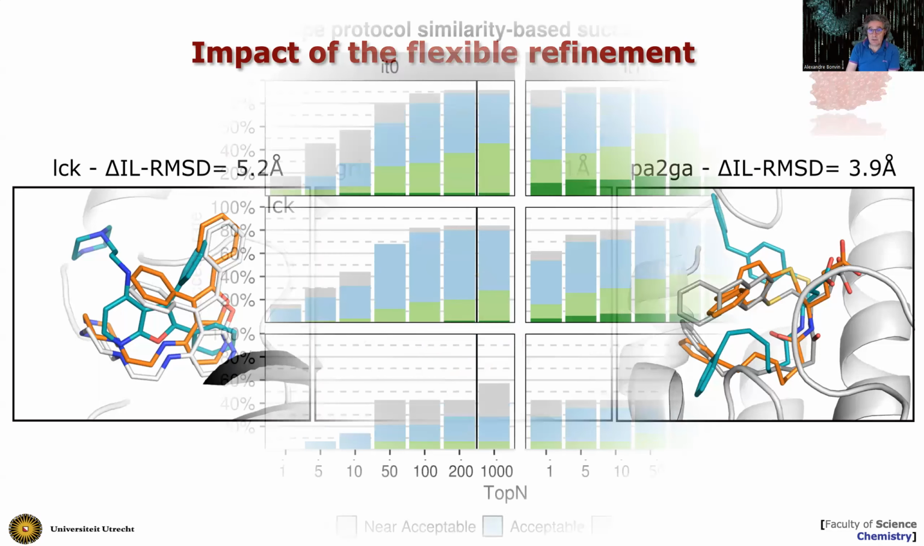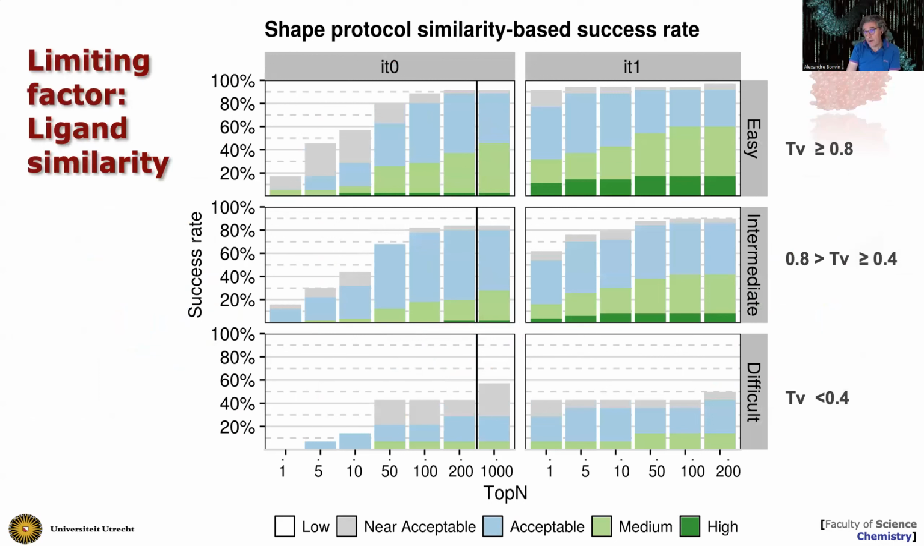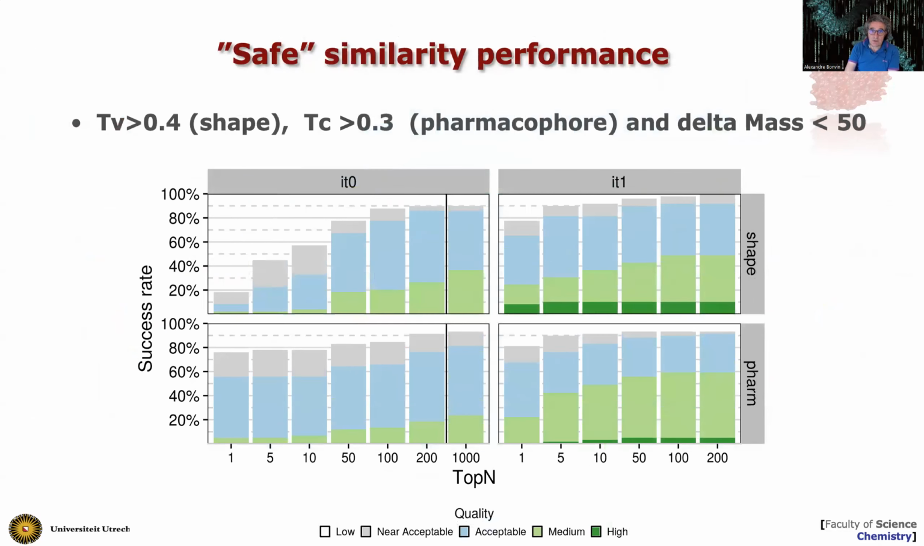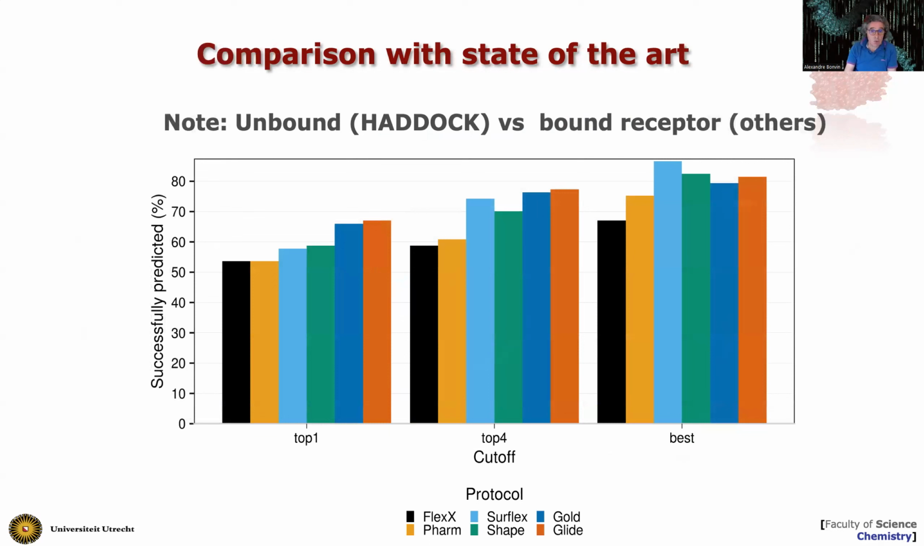That's quite an advantage. We also know when to use this protocol or not, because you can measure the similarity of your ligands to the template that you find. If you have a high similarity, say above 0.4, then you see that the protocol works very well. If you are below that, you are in the problematic area. So we have defined a safe similarity threshold to use this protocol, and it has already demonstrated quite some applications in our hands. So it's also competitive with other software.